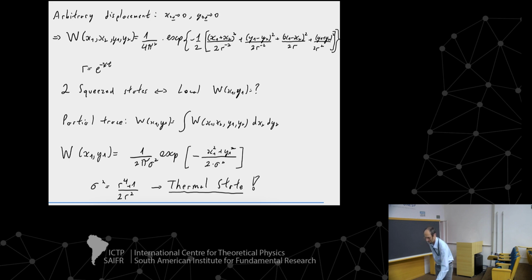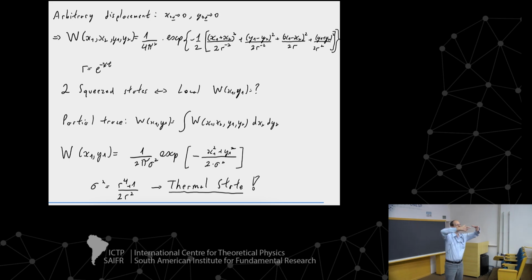Remember, if you have vacuum, you have a certain distribution of your Wigner, a certain distribution in your quasi-probability function. When you have a thermal state, that will grow, that will become broader. And that's what you have here. You have a broader distribution of possibilities of measuring your state. It gets wider, it gets noisier, it is a thermal state.